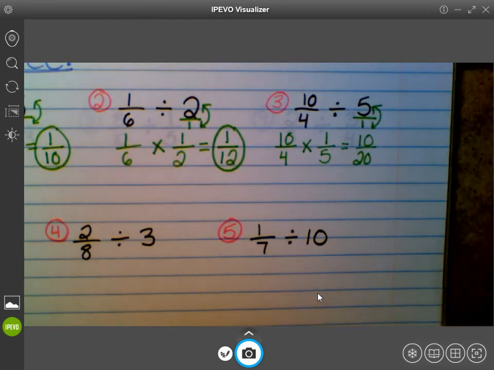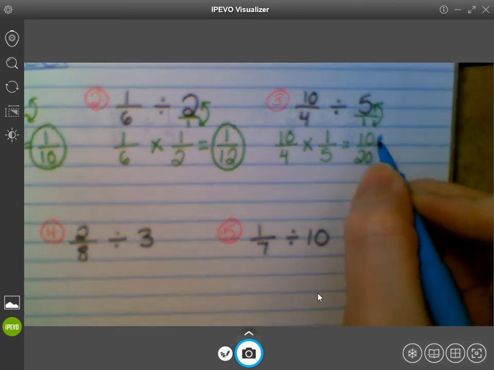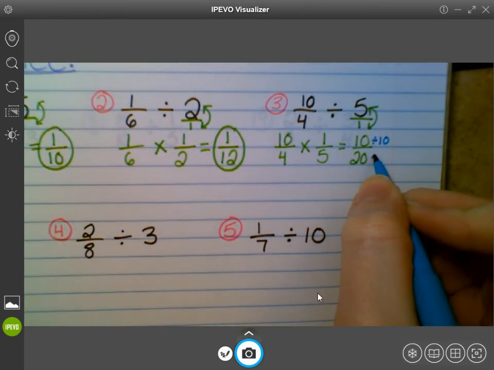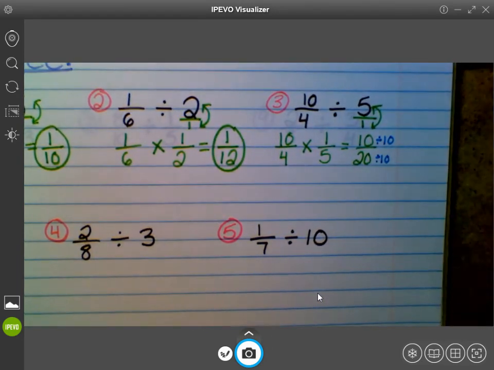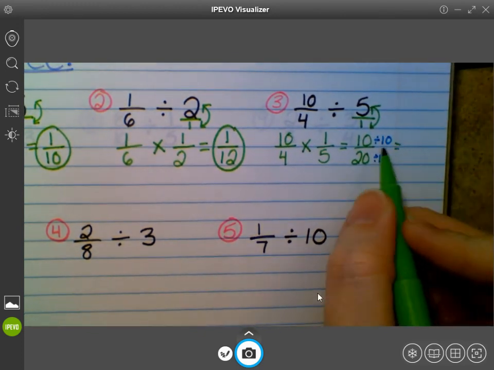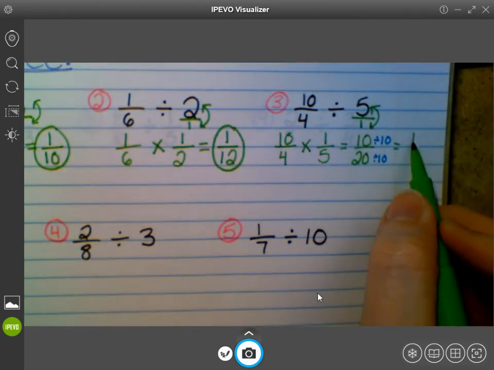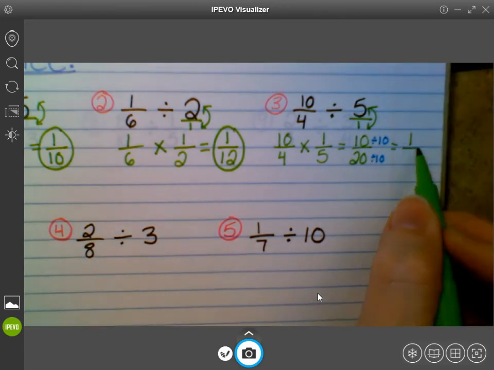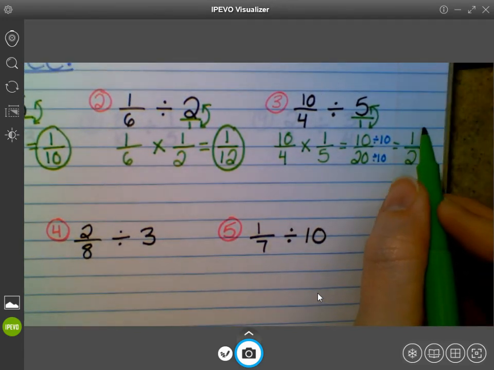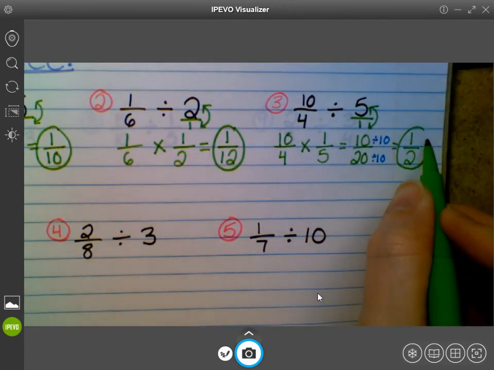I can divide them both by 10. So if I divide them both by 10, 10 divided by 10 is 1. 20 divided by 10 is 2. 1/2 is my simplest form.